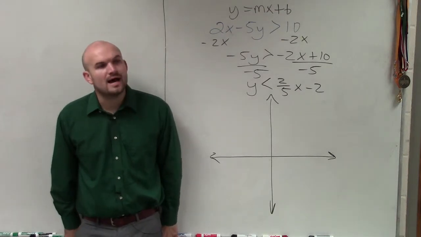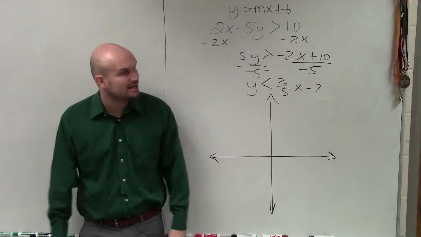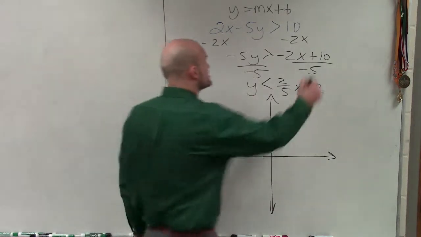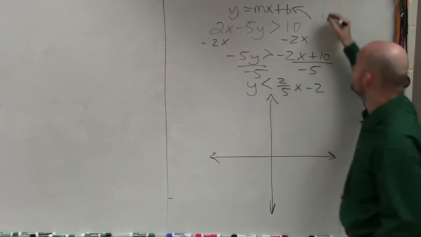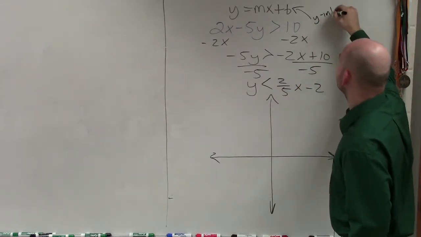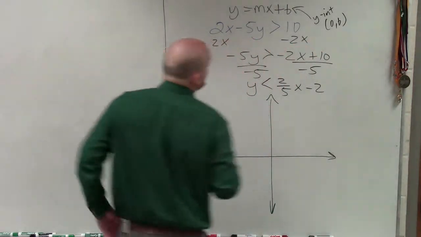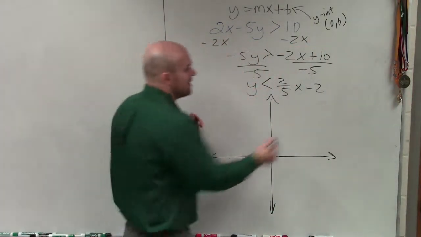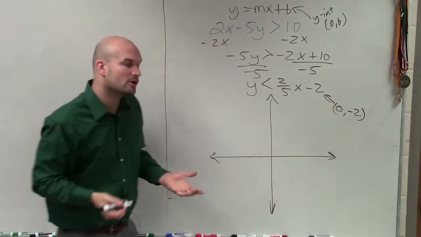So now, the next thing that we're going to go over is identifying the y-intercept and the slope. So remember, ladies and gentlemen, when we have an equation that's in slope-intercept form, the constant is our y-intercept, 0, comma b. So the first thing we want to do is determine my y-intercept, which here is 0, negative 2. So I'm going to go and plot that point.